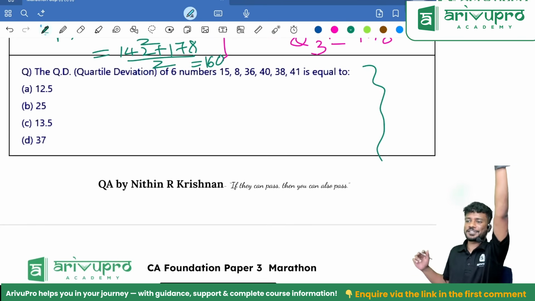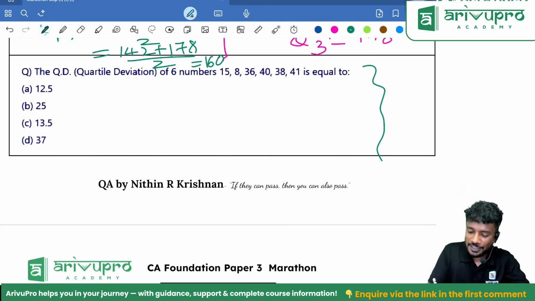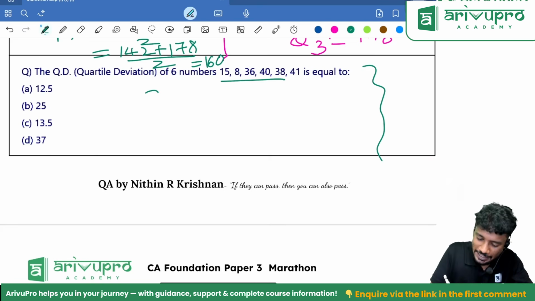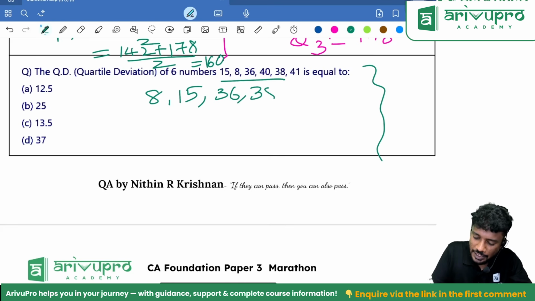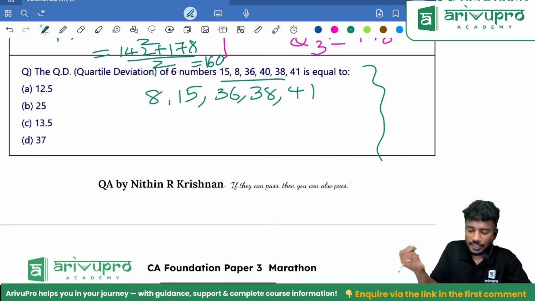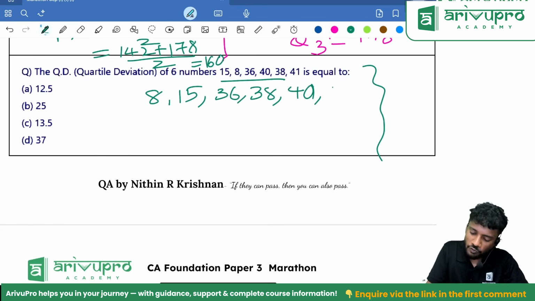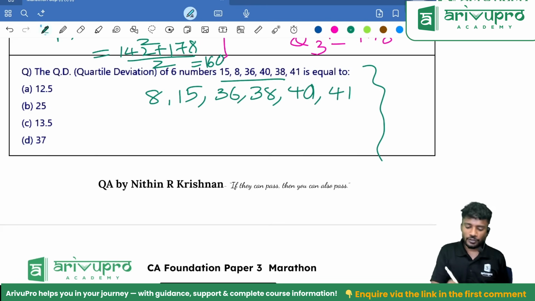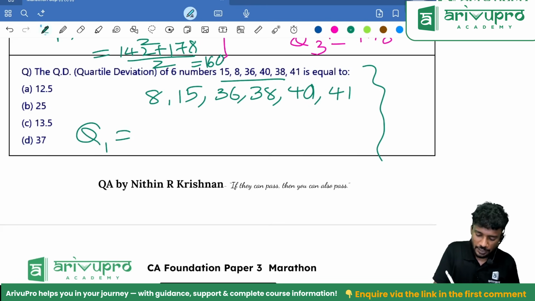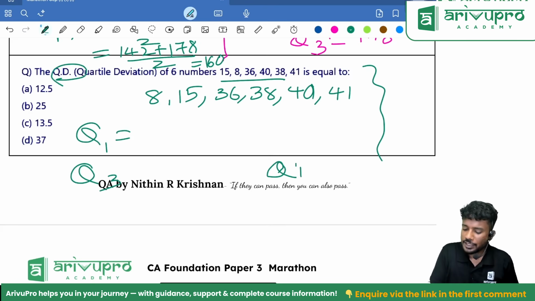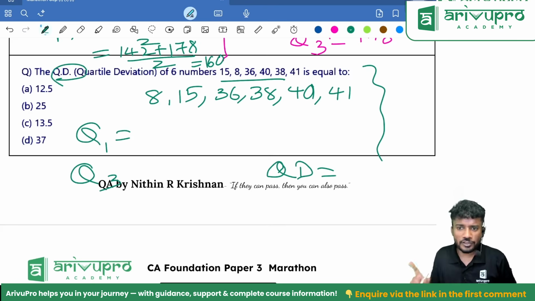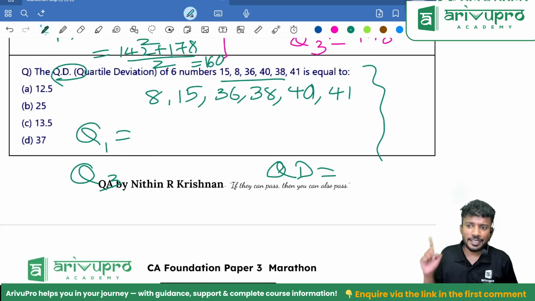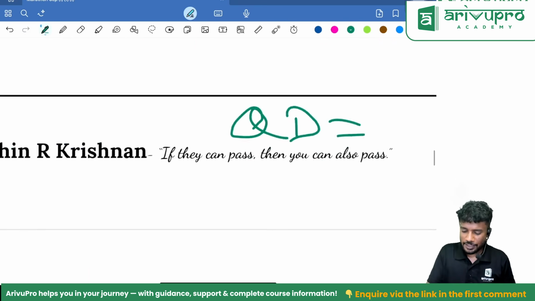Now, can you find this? First, what all things you require? You need to arrange them in ascending order. That means 8, then 15, then 36, then 38, then 40, then 41. Now you will find Q1, then you will find Q3, then you will find what? QD. Can you do it? Did I teach you how to do it? Yes, you can do it.